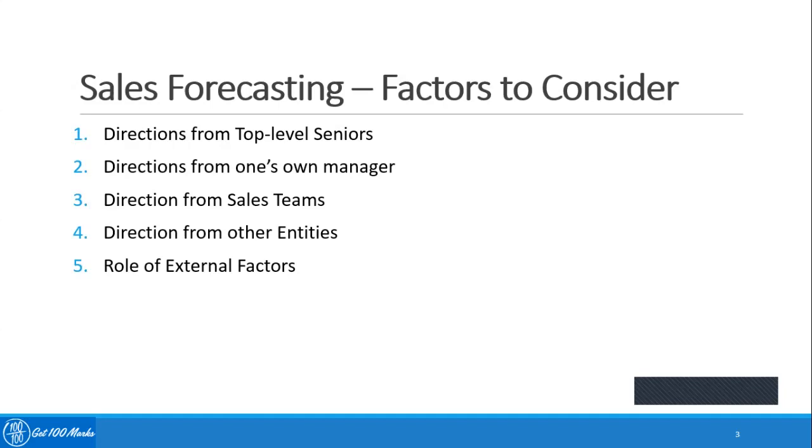For instance, the sales team may project a growth of 10% over the management's forecast figure of 20%. This extra conservative number is a kind of a cushion so that they would increase their chances to beat the sales forecast. Next one is direction from other entities.